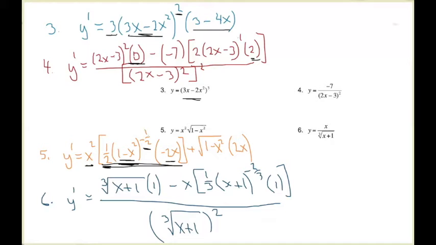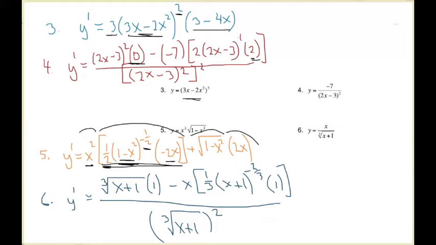First times the derivative of the second. Now, the second part of the product rule, this is the easy part for this question, is the second times the derivative of the first. And I don't see any errors in that. I'm liking number 5. And for number 6, it looks like we've got ourselves a quotient rule here.